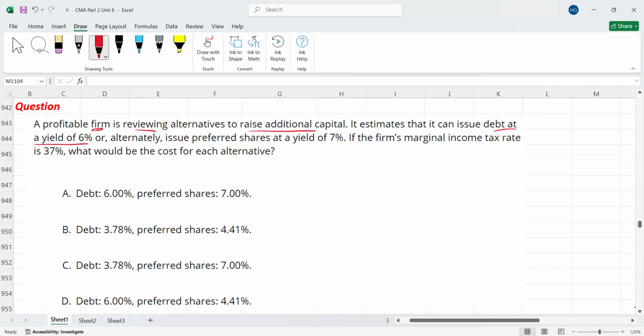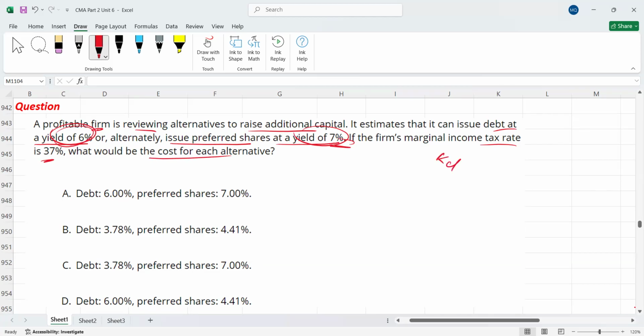Or alternatively, issue preferred shares. You can issue preferred shares at a yield of 7%. It's actually the cost of preferred shares. So this is the cost of debt, and this is the cost of preferred shares. If the firm's marginal income tax rate is 37%, the tax rate will affect only the cost of debt, not the cost of preferred shares. What would be the cost for each alternative?